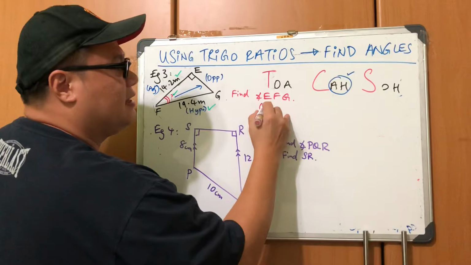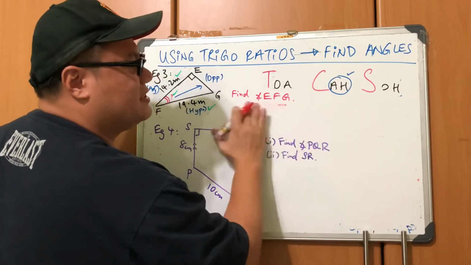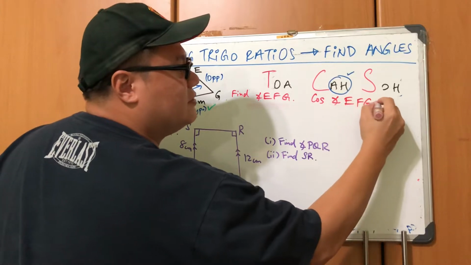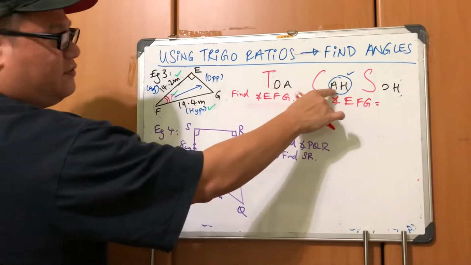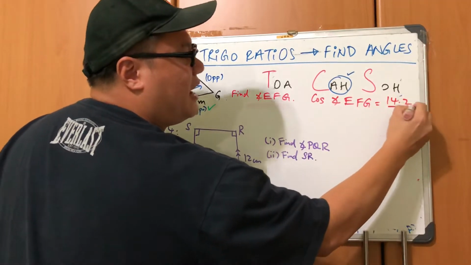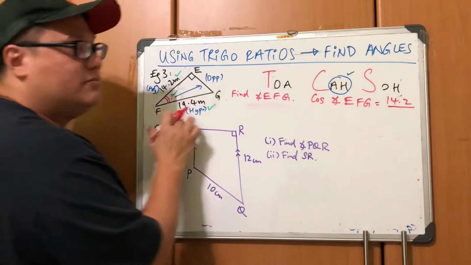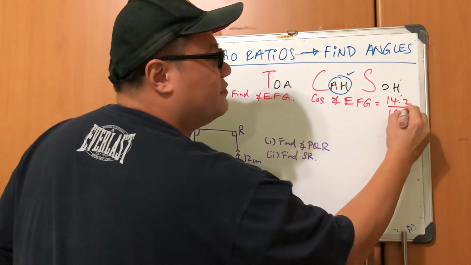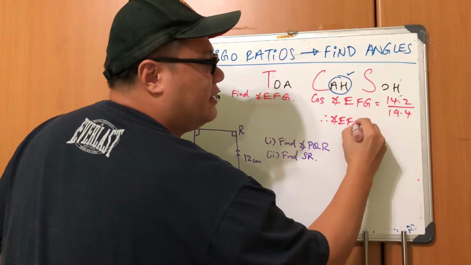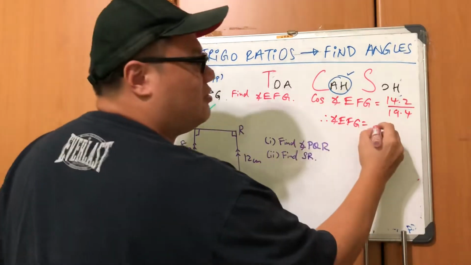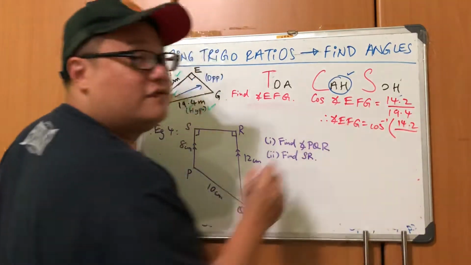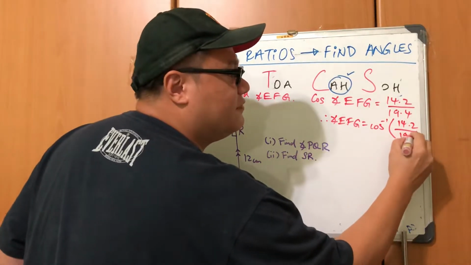So cosine angle EFG equals adjacent over hypo. Adjacent is 14.2. What is my hypo? My hypo is 19.4. Therefore, angle EFG equals, how do you write cosine inverse? So shift cosine, 14.2 over 19.4.